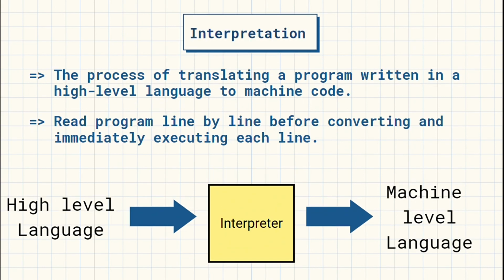On the other hand, the procedure of employing a program interpreter to translate a high-level language program into machine level is referred to as interpretation. As a result, the interpreter will read the program which is written in a high-level language line by line before converting, immediately executing each line, and this is how the interpreter and compiler operate.